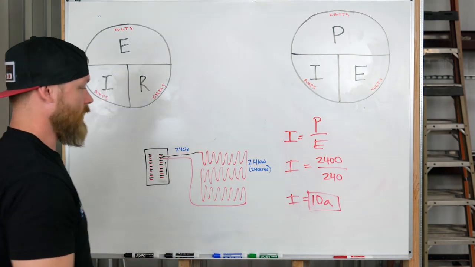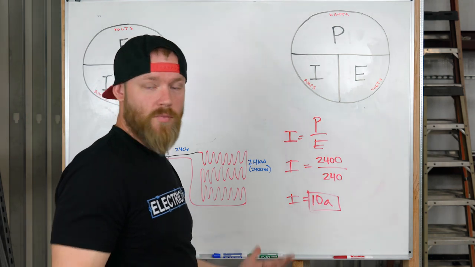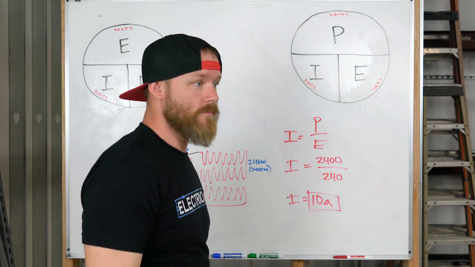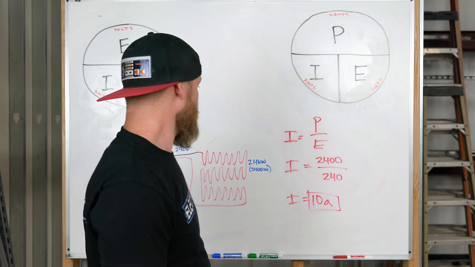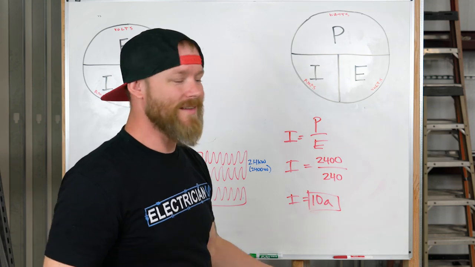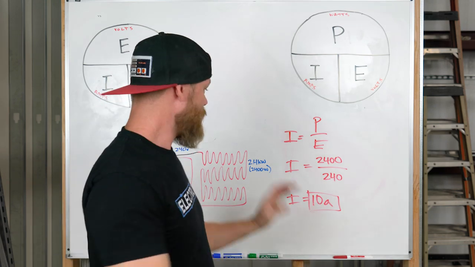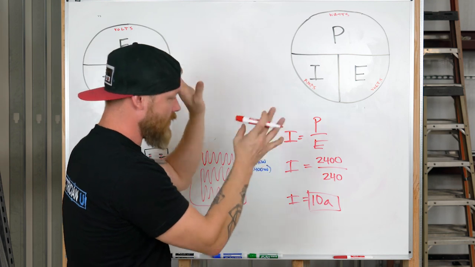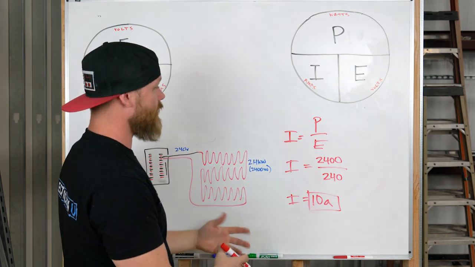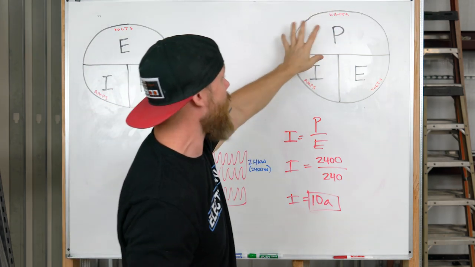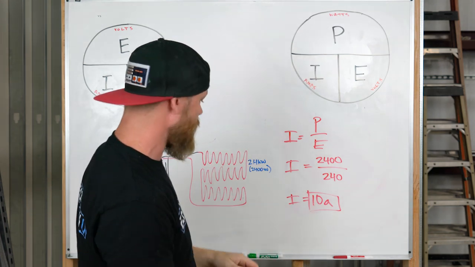So we know, okay, well, it's only going to draw 10 amps, so I can probably get away with running number 14 to it or number 12 to it, depending, you know, if it's a continuous load, all that. But you get the idea. This is just how you would use it to solve that if you have the wattage, if you have the kW.